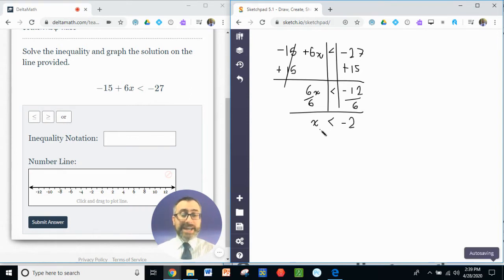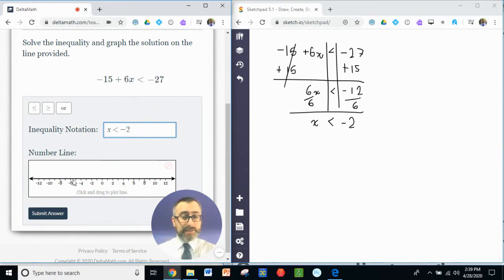So now I have a solution in inequality notation. I'm going to type that into my answer space. X is less than negative 2. You can find the is less than symbol on your keyboard above the comma and the period.